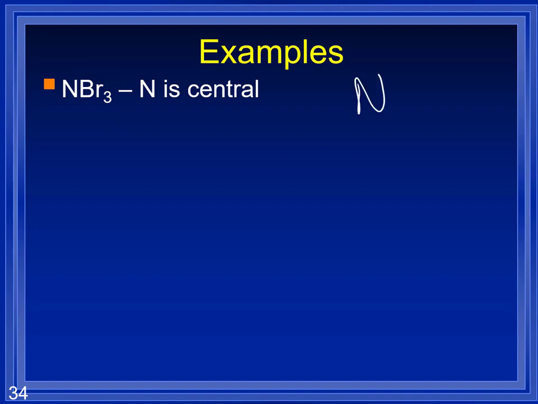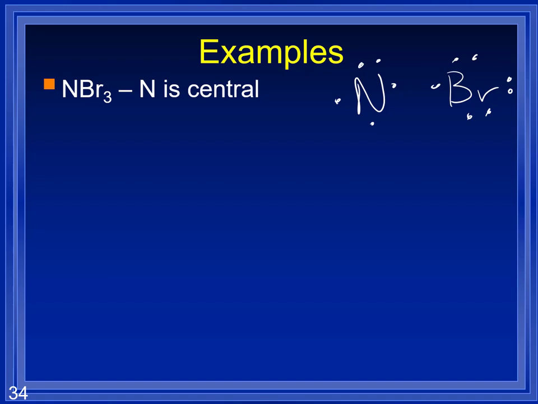A nitrogen, and nitrogen is a group 5A, so it gets 5 dots. 1, 2, 3, 4, 5. They don't pair up until they have to. And Br is a halogen, group 7A, so it gets 7 dots. 1, 2, 3, 4, 5, 6, 7. So those are the pieces that I have to build NBr3.